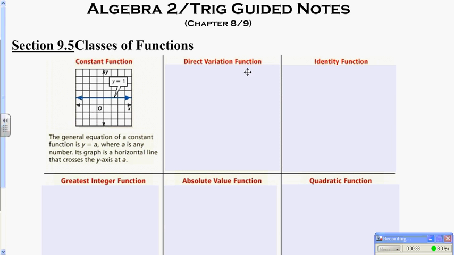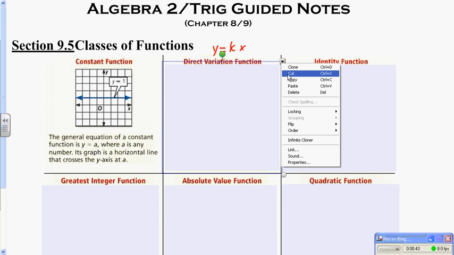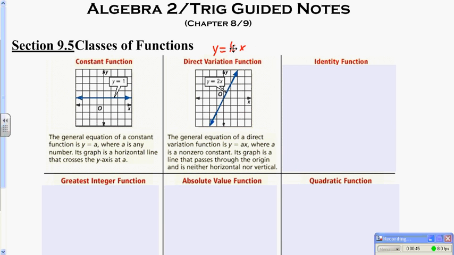A direct variation equation, where we talked about y equals kx, and looking at that, notice that the slope can be anything, but the y-intercept is always 0. So two characteristics are that it goes to the origin and it is a straight line.